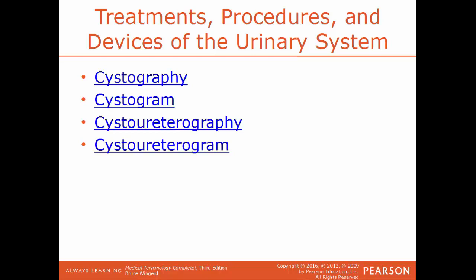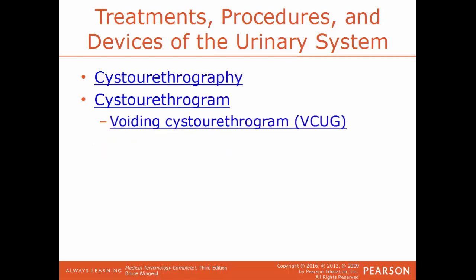Related to that will be our next term, cystoureterography. This would be a radiologic test of not only the urinary bladder, but also of the ureters. They check for any obstructions, any blockages, malformations, any kind of abnormalities. And the result that this test would produce would be a cystoureterogram. A similar test to those will be our next term, cystourethrography, which would be a visual examination of the urinary bladder plus the urethra.